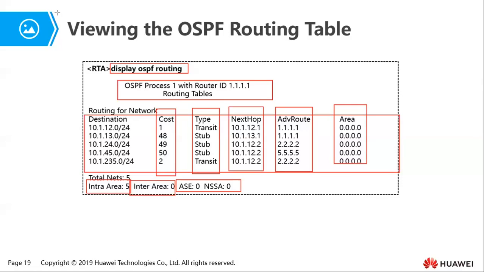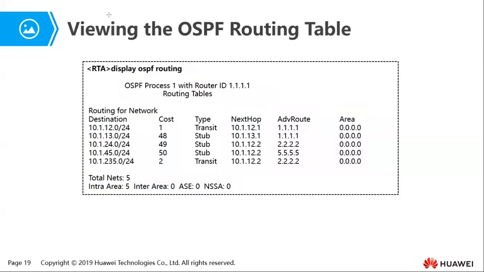So if we have another protocol that has a better preference, and that protocol learns about this network, then what that protocol learns is going to be installed in the routing table, and not what OSPF has learned. So the preference value will always come into play. That is a question that can really come as a true or false question, so it's important that you understand that.